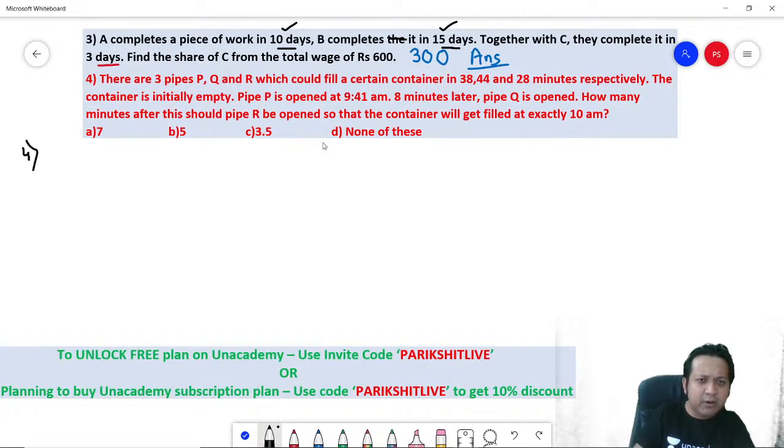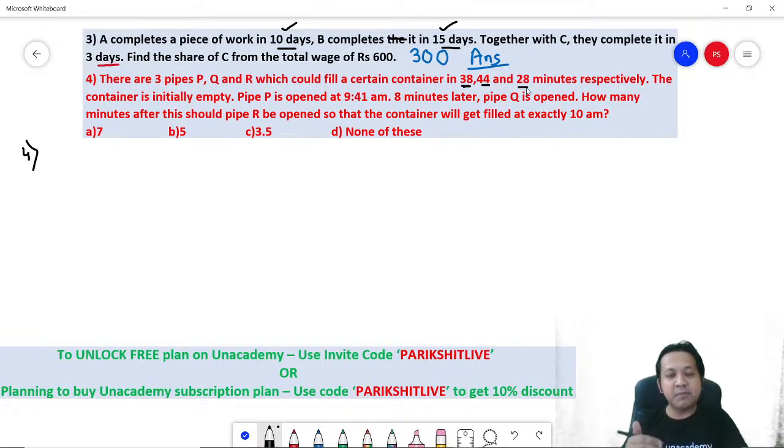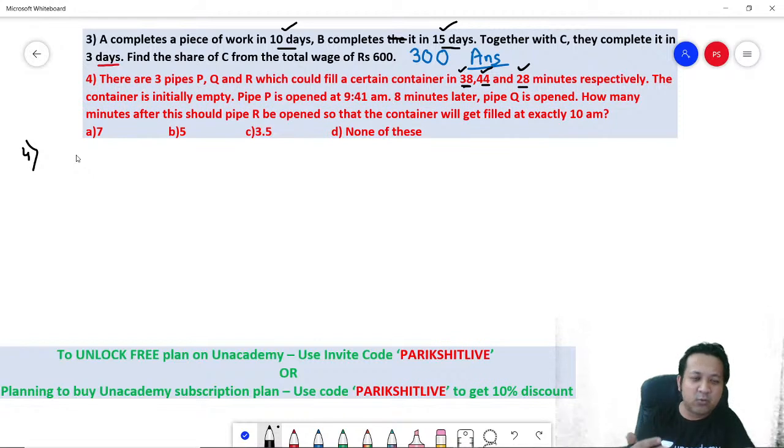Now think about it. For pipe P, I can obviously say here also, let the total work be some number. But the numbers here are very calculation intensive. 38, 44 and 28. It means you want to assume the total work to be something divisible by these numbers, and these numbers are not very nice to do the calculations with. So I think there is an easier method. I'll not take the total work, because the numbers are too calculation intensive.